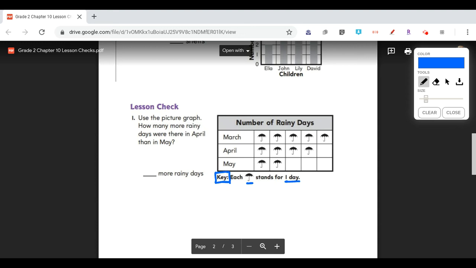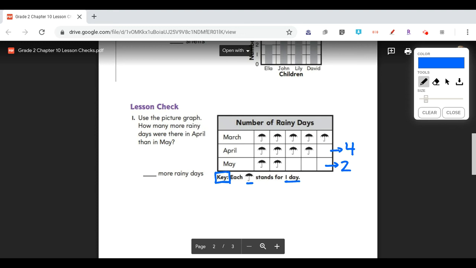So if I look at April, there was 1, 2, 3, 4 umbrellas for April. So there were 4 rainy days in April. If I look at May, there was only 1, 2. So there were 2 rainy days in May.